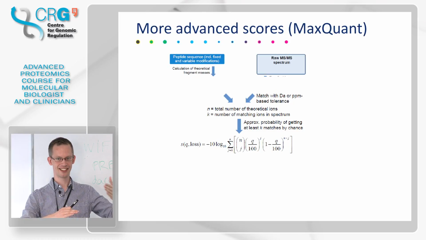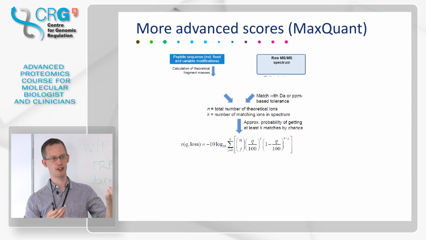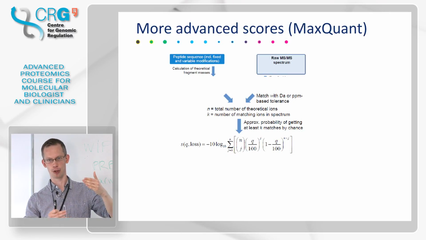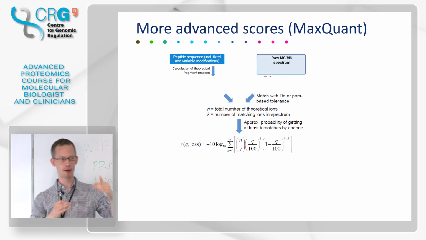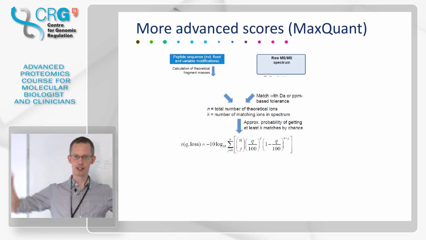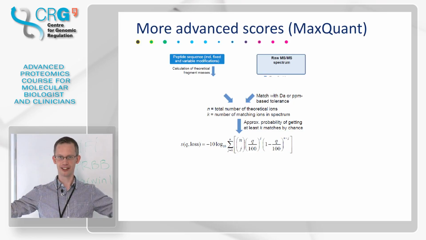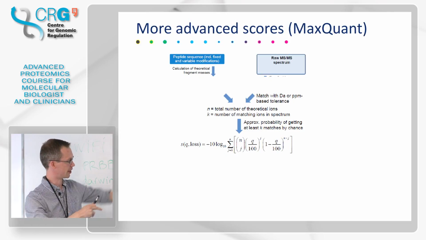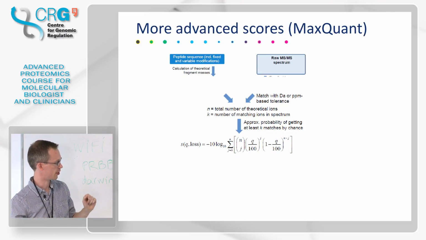Does that make sense? You're trying to say, okay, if we get 3 out of 10, that's maybe okay-ish, but if it were 3 out of 100, then it was probably worse. If it was 10 out of 10, then it was really a good match, right? 10 out of 100, that's a bit worse. So it depends on how long the sequence is, how many fragments you can actually generate, versus how many you actually match up. So that's how this is calculated, and here you have the math of it.